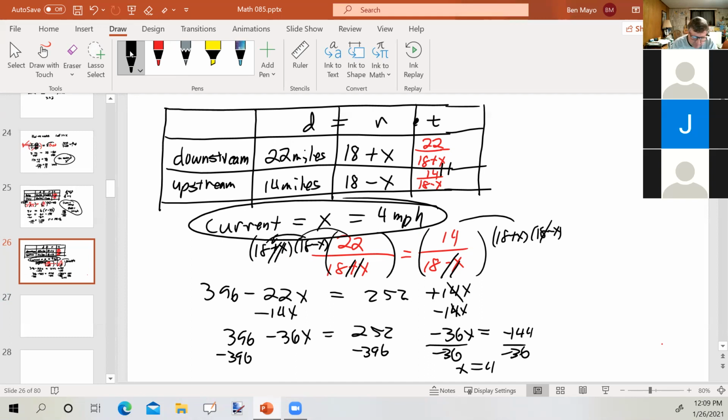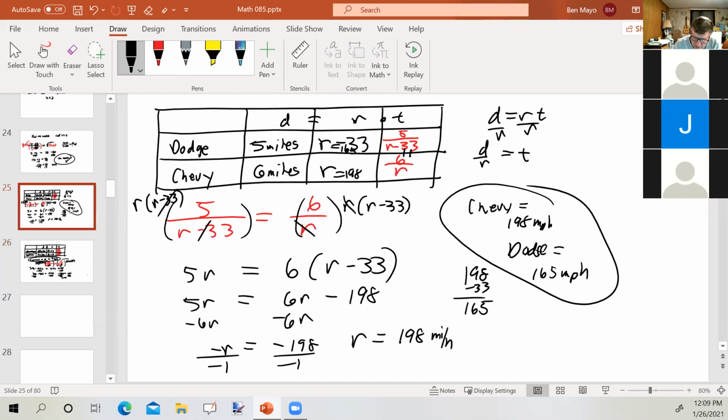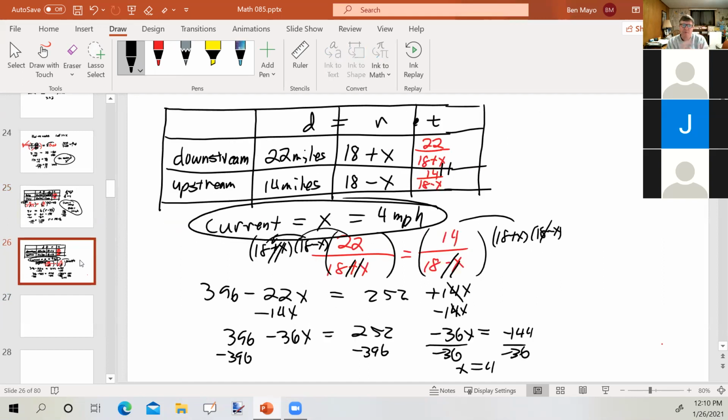Now, notice the difference back here. This Dodge and Chevy, the relationship was that one was 33 miles an hour slower than the other. Here, we've got upstream versus downstream. So we add the current going downstream, we subtract the current going upstream. So even though they're both distance, rate, time, there's a different way of determining the rate of each. Okay.